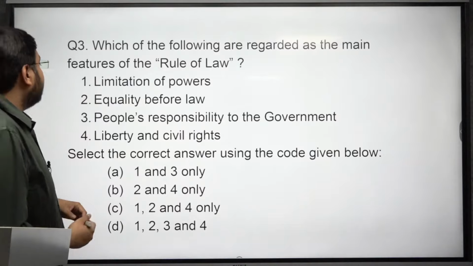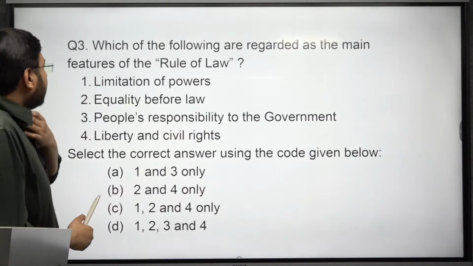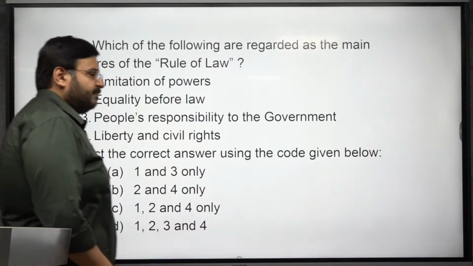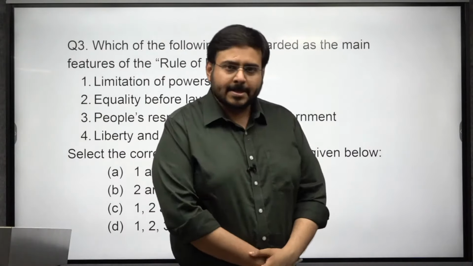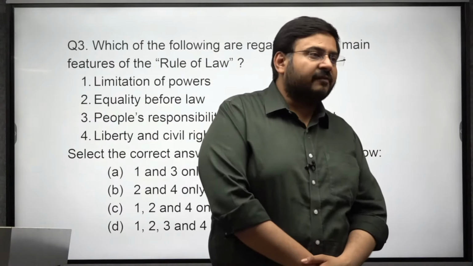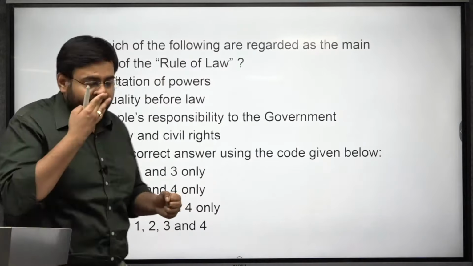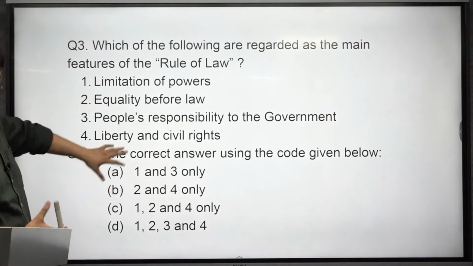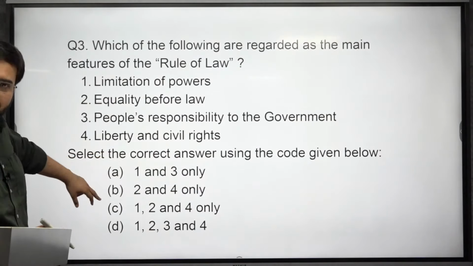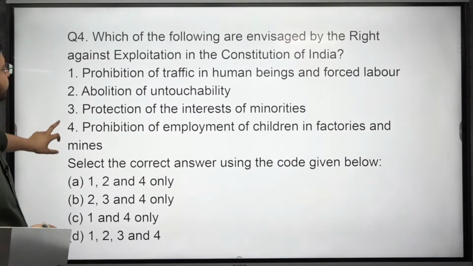Let us see. Liberty and civil rights. Yes, it is about rule of law. Now, rule of law, is it having limitations of powers? Yes or no? Absence of arbitrary powers. It means it is putting certain limitations. So, answer will be C, 1, 2 and 4. Clear? Very good. Now, fourth question.